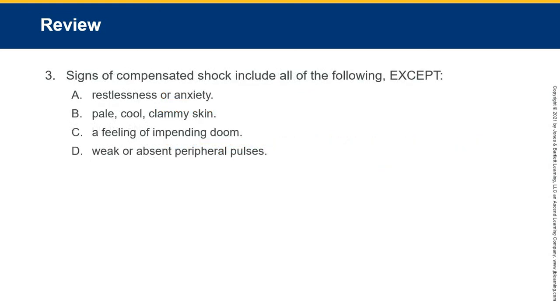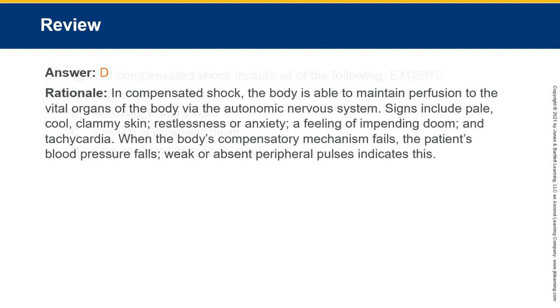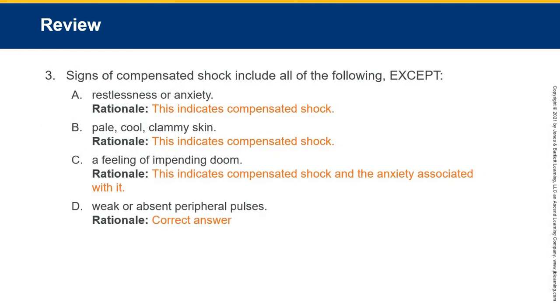All right, signs of compensated shock include all the following except what? Restlessness or anxiety. We went over that. Cool, clammy skin. We went over that. A feeling of impending doom. Weak or absent peripheral pulses. So it's going to be D generally. So while they can have weak pulses, right, in compensated shock, it's not the most common. So it's generally going to be thready pulses. Okay, so weak or absent pulses is going to be the most correct answer here.